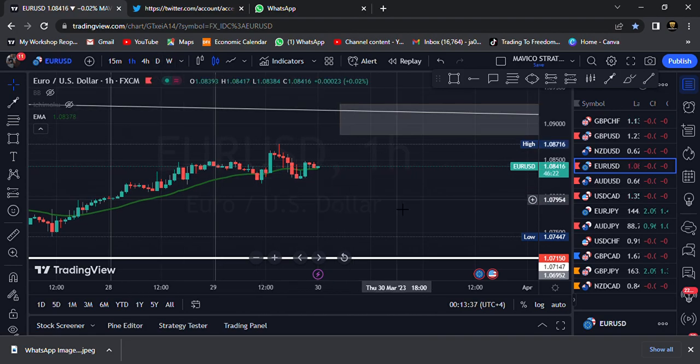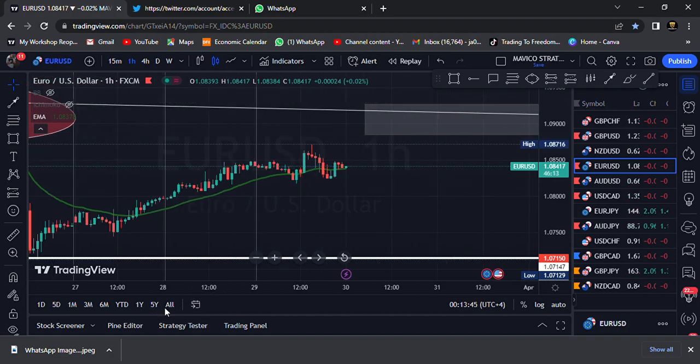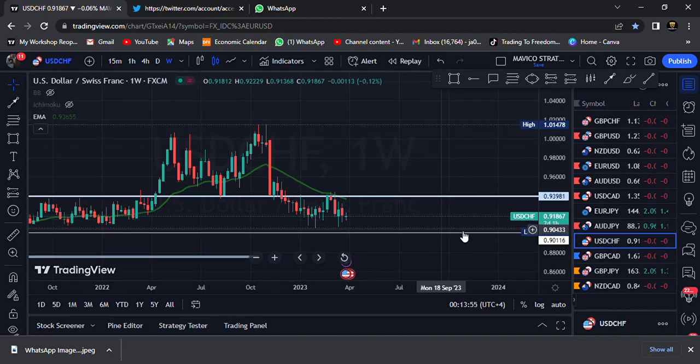So right now, as I said, not all the trades or all the pairs that have been analyzed must be traded. So Euro USD, I will not advise anyone to trade. So let's try the USD CHF. Let's go for the USD CHF and see.